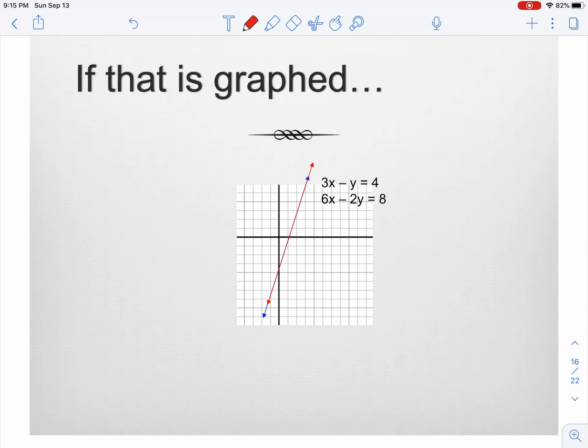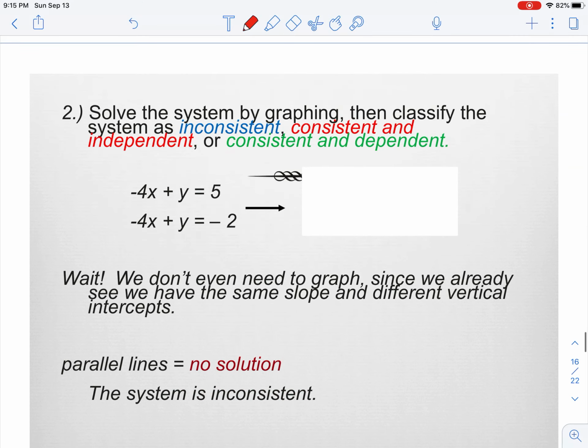If we graphed it real quick on our calculator, what you'd find is there'd be one that is this blue line, and then you actually wouldn't even see the second one. It would be right on top of the other.